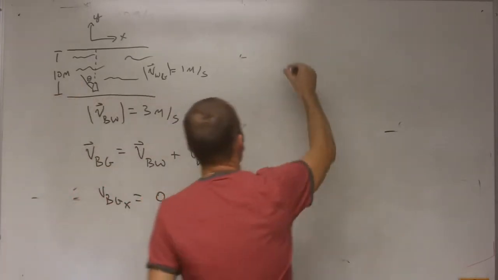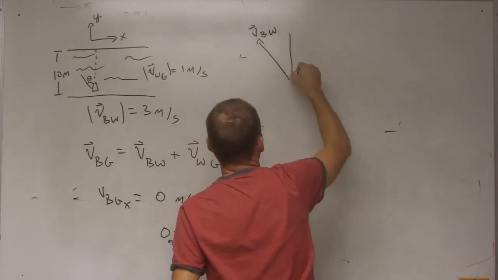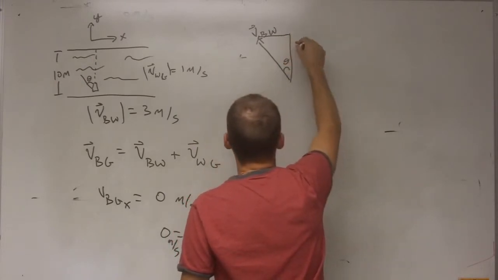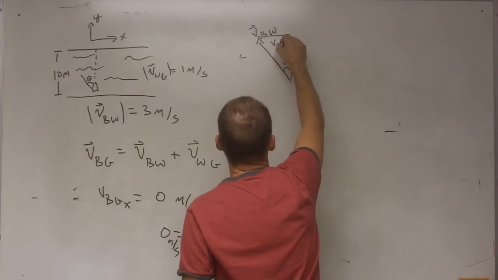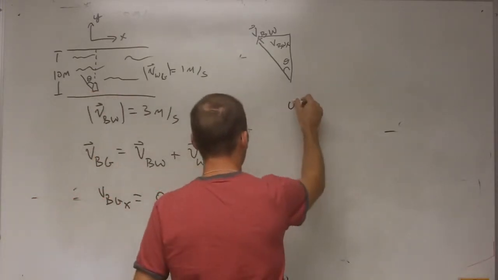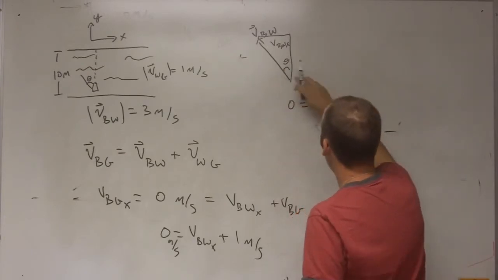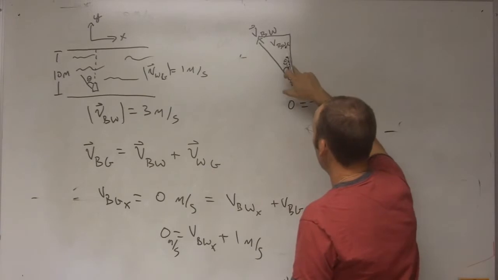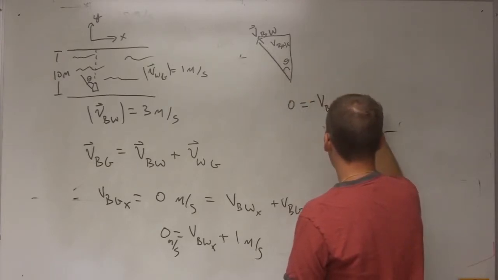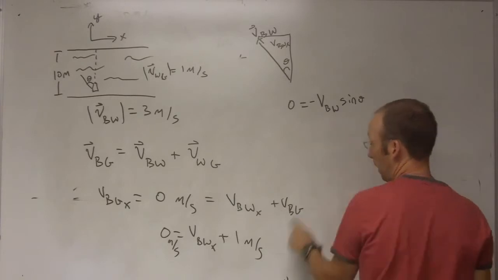And let me redraw my boat here. Here's my boat vector. This is the velocity of the boat with respect to the water, at angle theta. And so this is going to be the velocity of the boat with respect to the water in the x direction, that component right there. So I can write this as 0 equals V_BW, the magnitude, the whole thing, negative, because it's in the negative direction. Now I have the opposite side of that triangle, so the sine of theta is opposite over hypotenuse. So the hypotenuse times the sine of theta would be V_BW, the velocity of the boat with respect to the water in the x direction. So that's it right there. And then I have this plus 1.